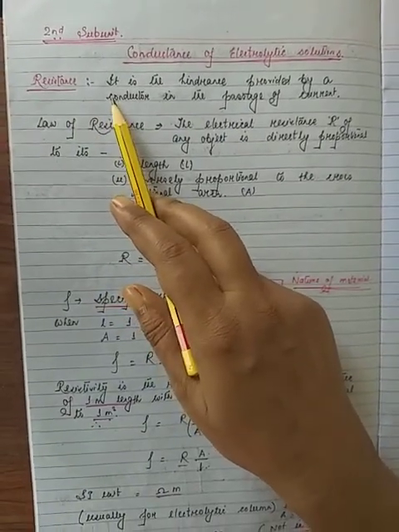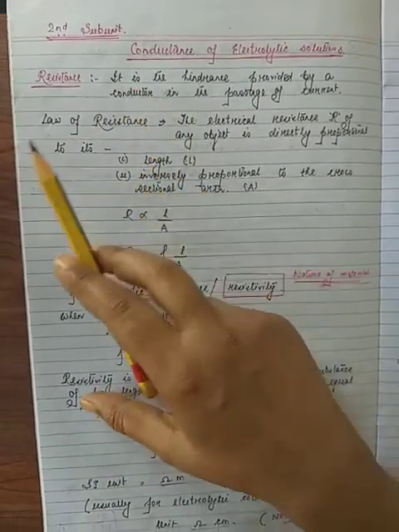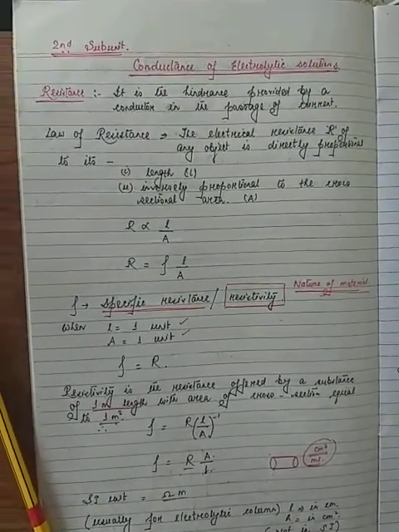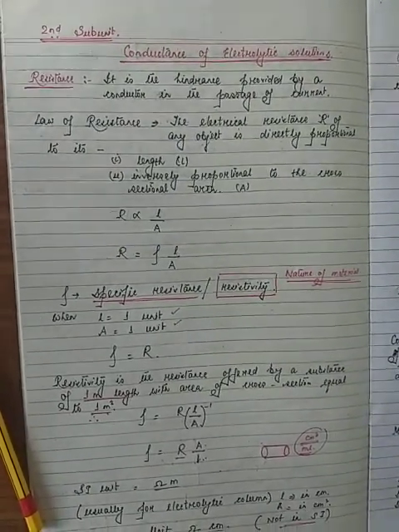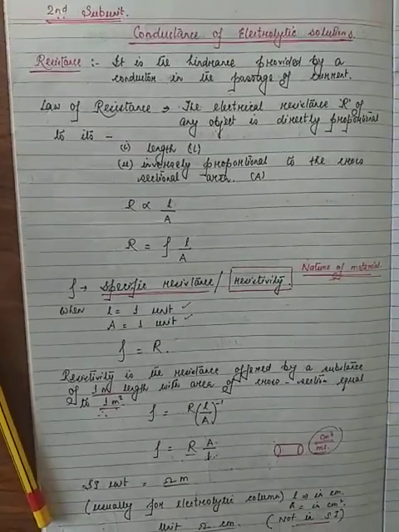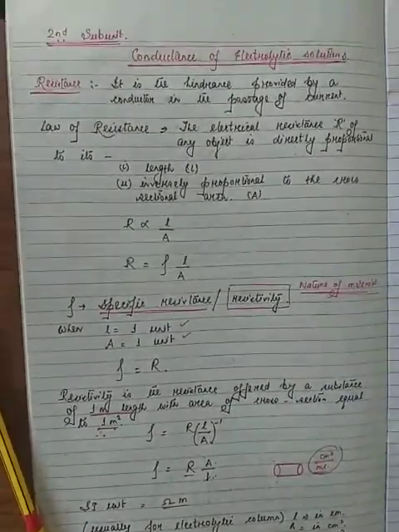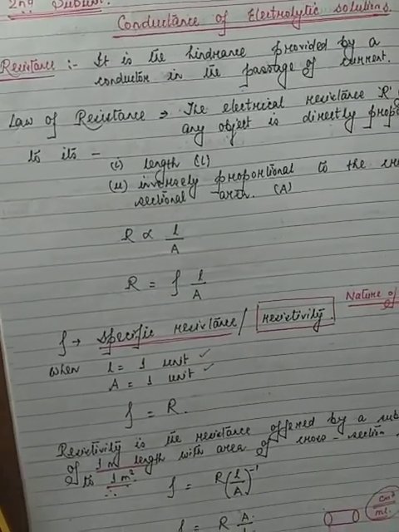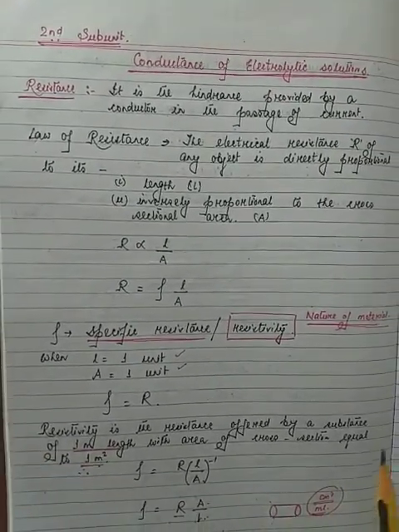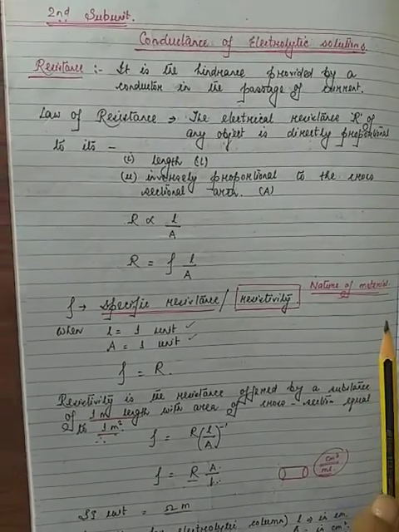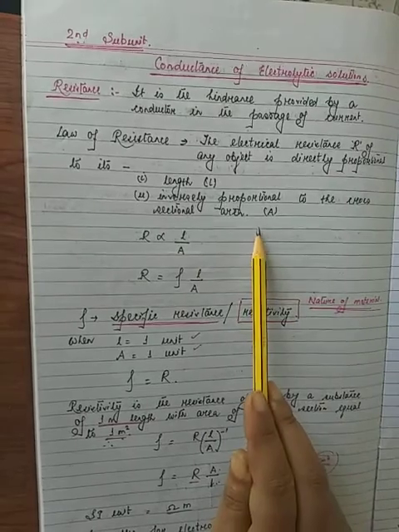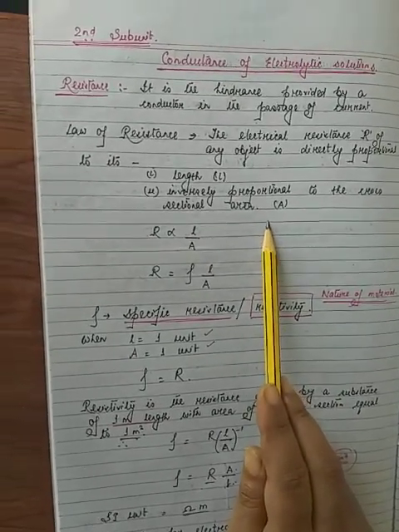Resistance. It is the hindrance or constraint that is provided by a conductor in the passage of current. That is, it obstructs the flow of current. And the law of resistance is this: electrical resistance of any object is directly proportional to its length and is inversely proportional to the cross sectional area.